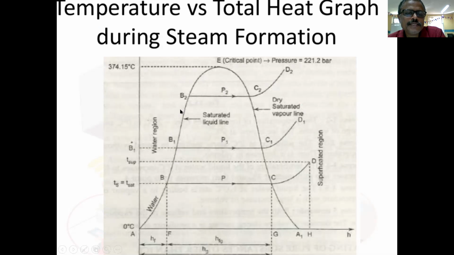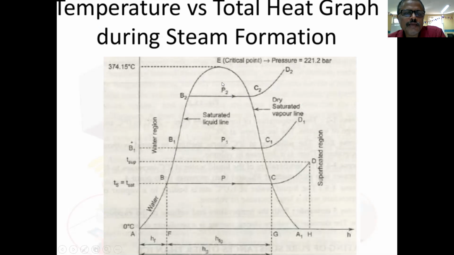What is sensible heat? It is the heat required to take water from 0 degree centigrade up to its boiling point. So if the boiling point increases, the sensible heat increases. At the same time, the latent heat decreases. You can see that here: latent heat is more for less pressure. For higher pressures, latent heat of vaporization is less.